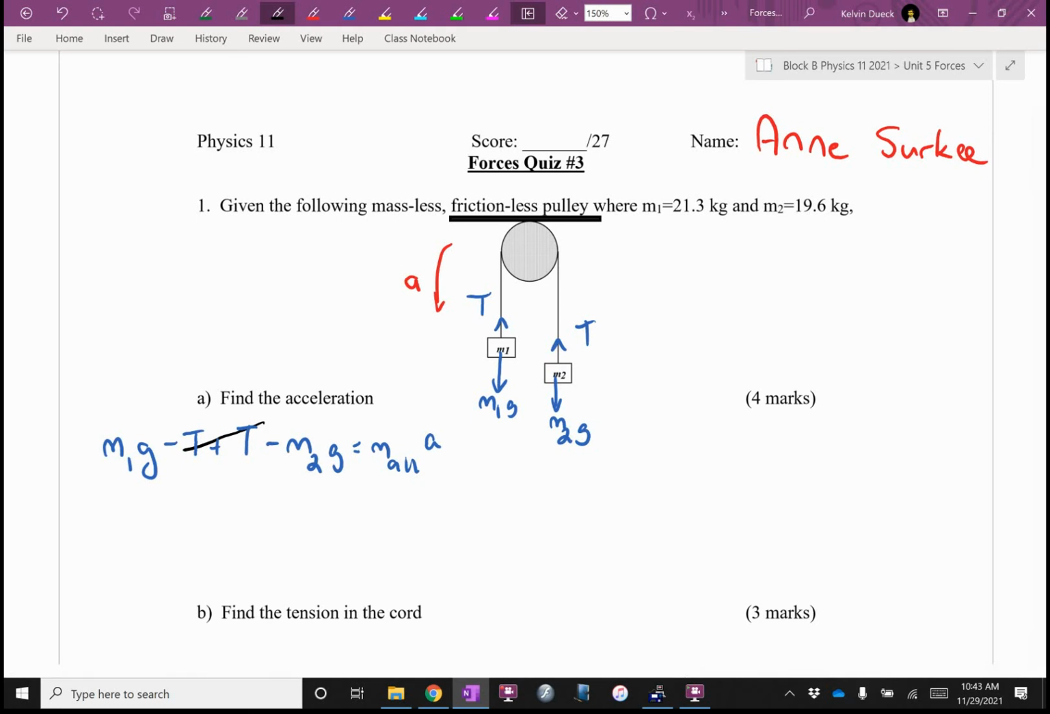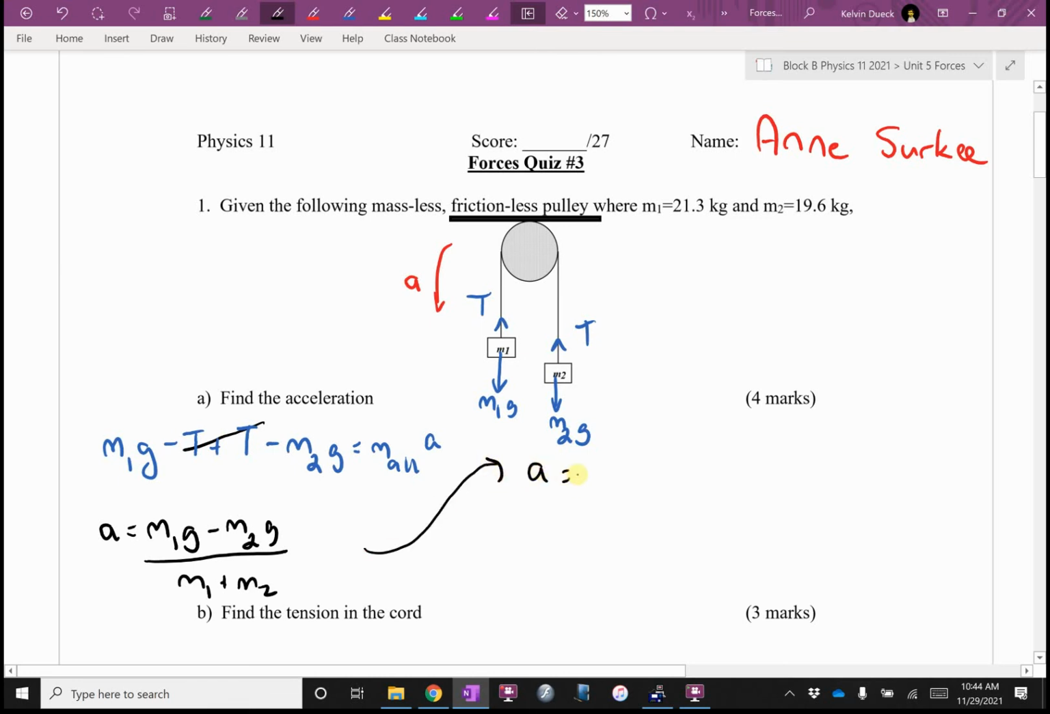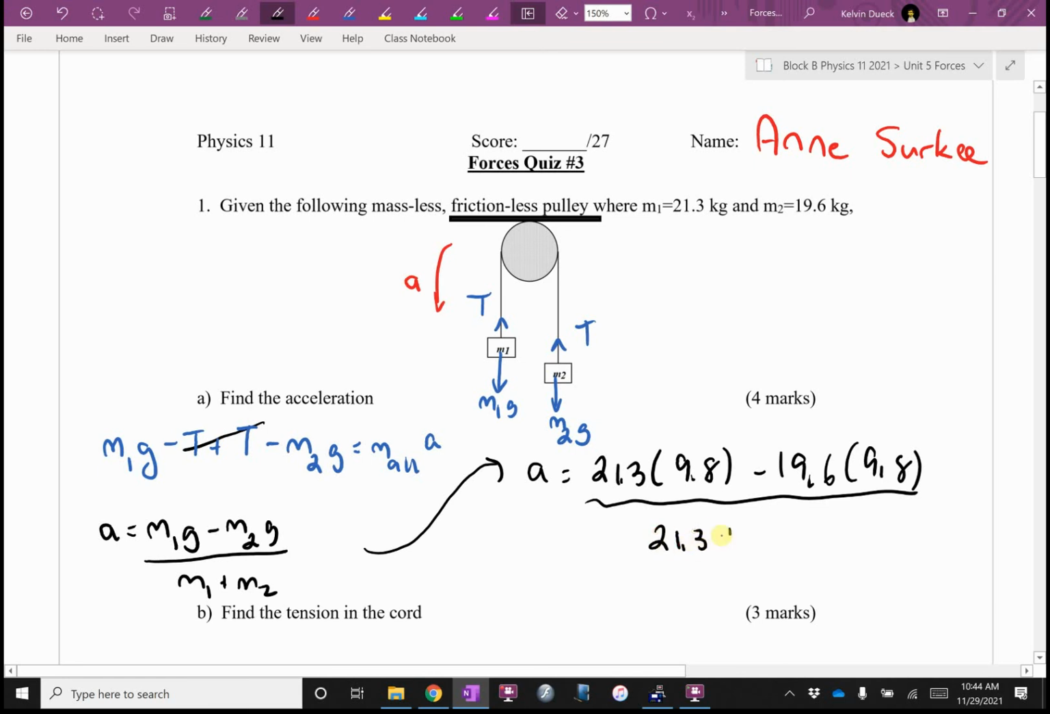Love it when I lose tension. How would I get M-all by itself? It's going to be A equals M1G minus M2G, all over M1 plus M2. Now we plug in numbers. A is going to be M1 21.3, G 9.8, minus 19.6 times 9.8, all over 21.3 plus 19.6. I'm guessing you got a really small acceleration.